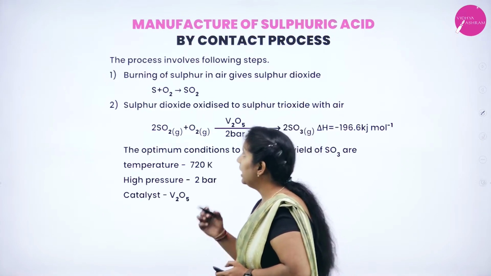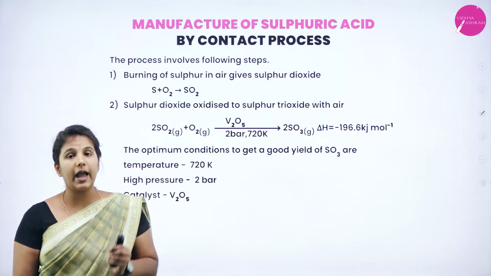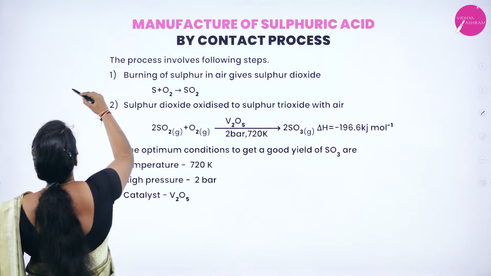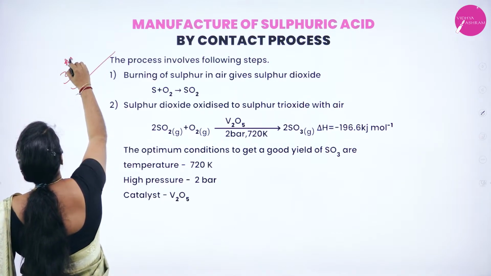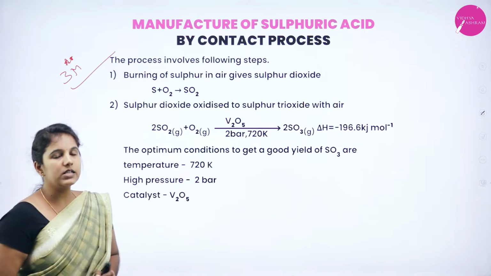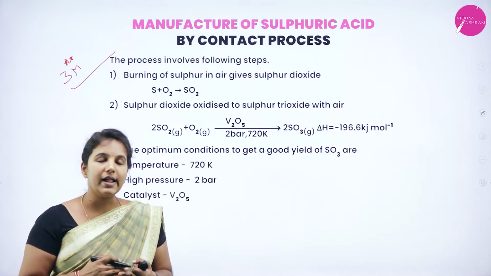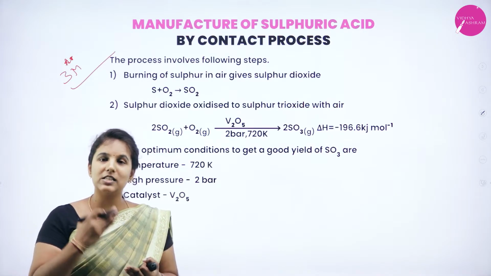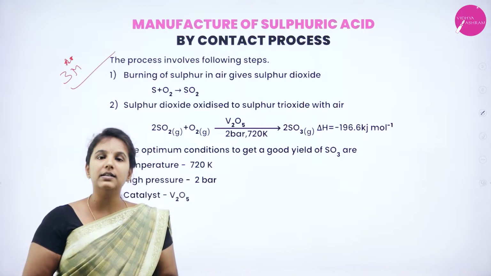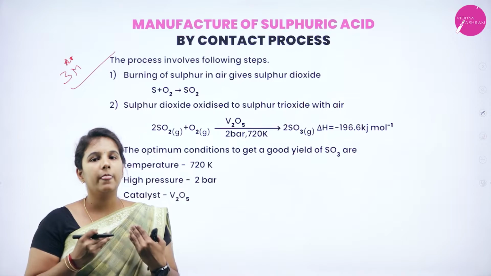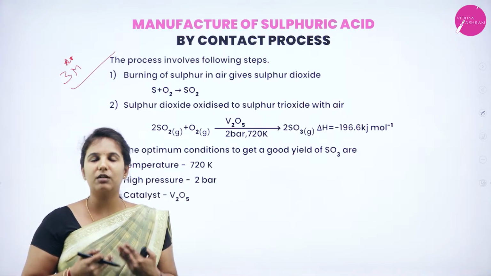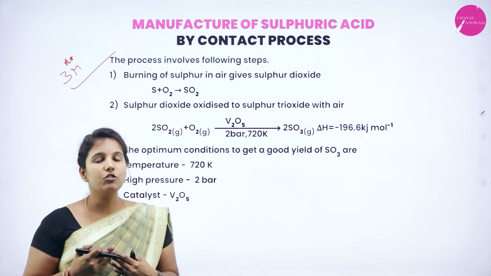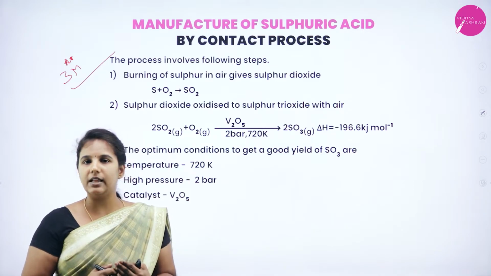We'll move towards the manufacturing of sulphuric acid by the contact process, and it is very important from the examination point of view. Especially for the 3 marks, they are going to ask from this unit to write the manufacturing of ammonia by Haber's process, or the manufacturing of nitric acid by Ostwald process, or you can expect manufacturing of sulphuric acid by contact process. All these 3 questions are most expected from the P block elements. So, we will see how to write the manufacturing process to get 3 out of 3.